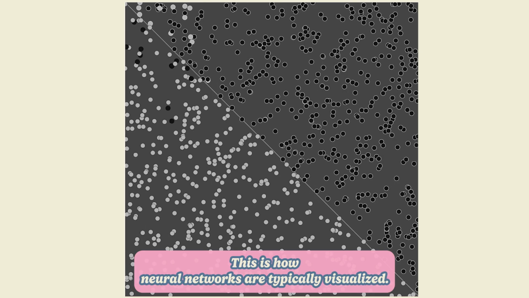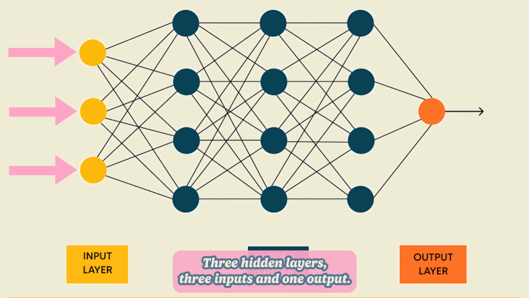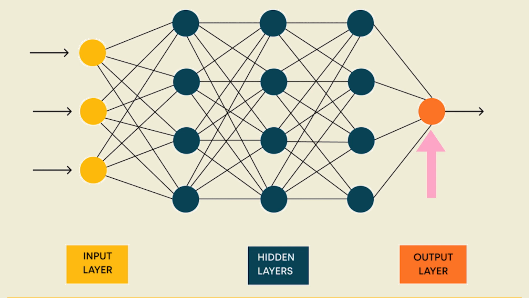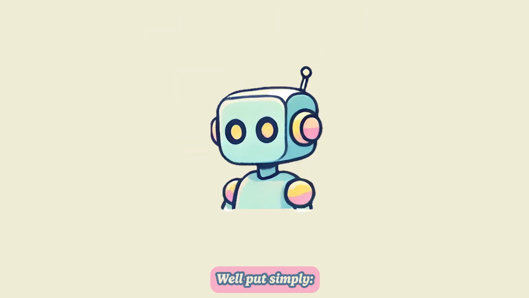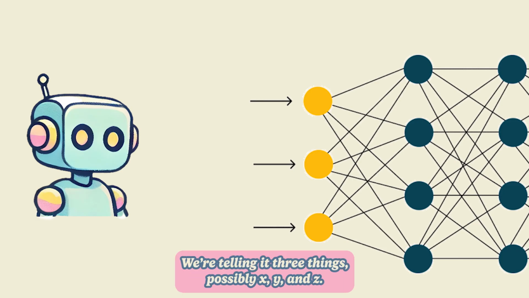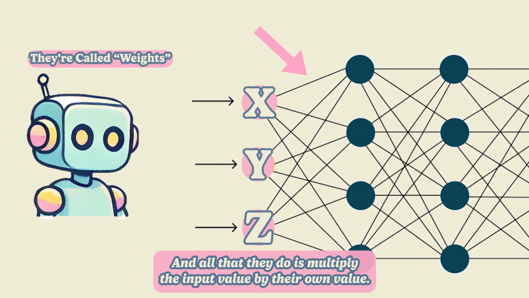This is how neural networks are typically visualized. This one in particular has 3 hidden layers, 3 inputs, and 1 output. What does this mean? Well, put simply, we're telling it 3 things, possibly x, y, and z coordinates. These little lines are essentially just numbers between negative and positive 1, and all that they do is multiply the input value by their own value.